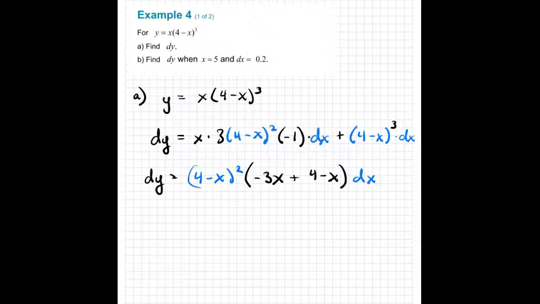And let's go a little bit further. So then dy is going to be 4 minus x squared. That's a negative 4x. Let's write it like this. It's going to be 4 minus 4x, dx. And we're asked to find dy. Yep. Okay.